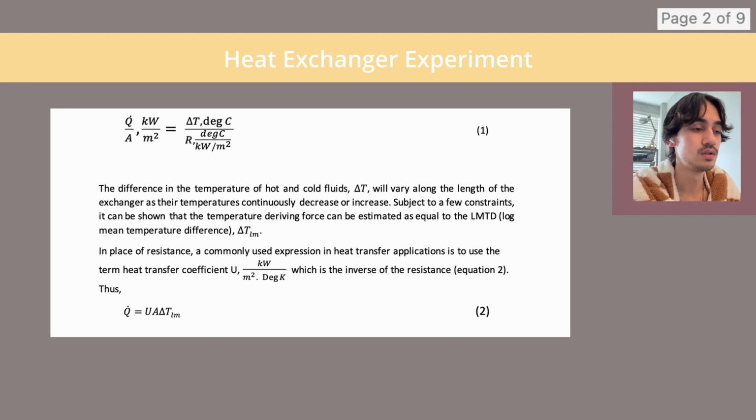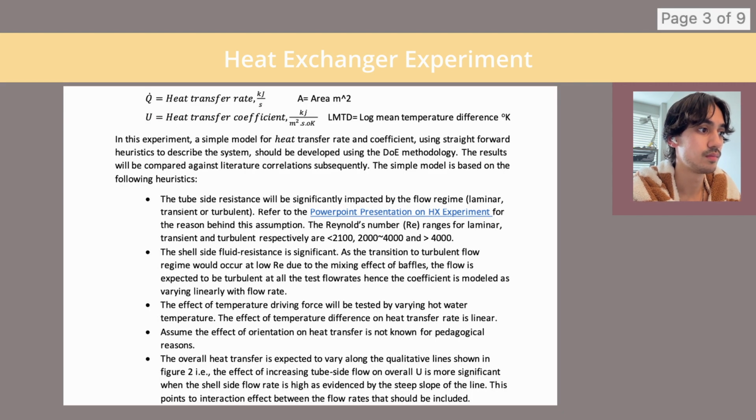In place of resistance, a commonly used expression in heat transfer applications is the term heat transfer coefficient, which is the inverse of the resistance. We have U times A times delta T LM, which is equal to Q, the heat transfer rate. A is area, U is the heat transfer coefficient, and LMTD is the log mean temperature difference, in degrees Kelvin.